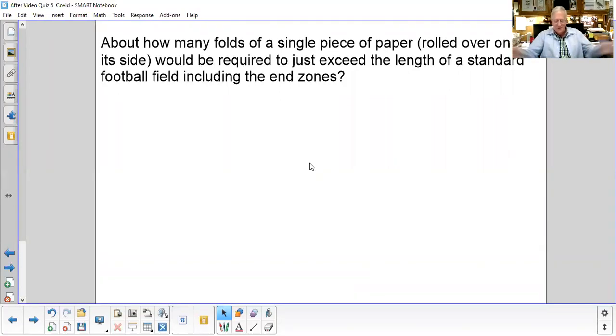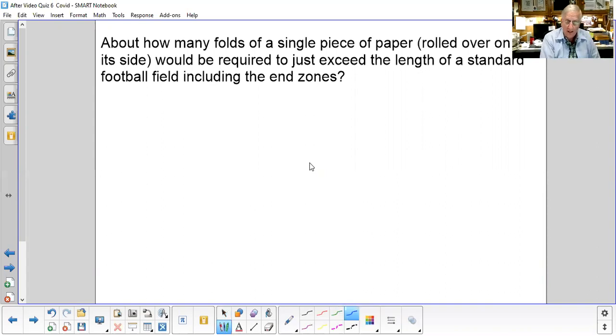How many thicknesses would we have? How many times would we have to fold that big, huge piece of paper so that we would stretch that thickness entirely across the football field? Well, let's look at how long a football field is. A football field is 100 yards long. But with the end zones, where the touchdowns are scored, we have an extra 10 yards at each end, correct? So it's 120 yards long.